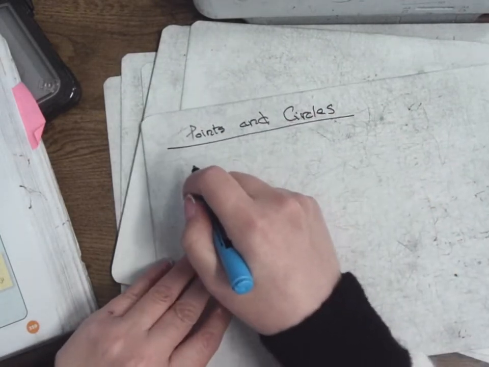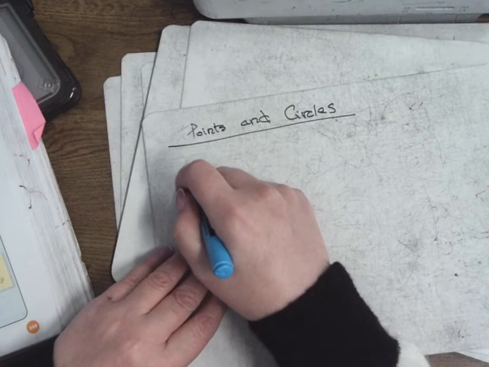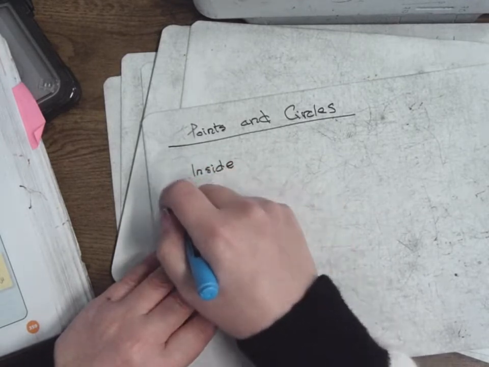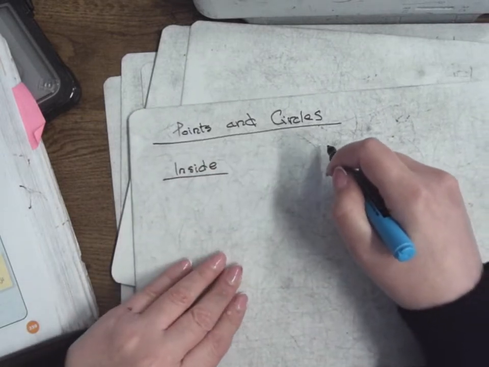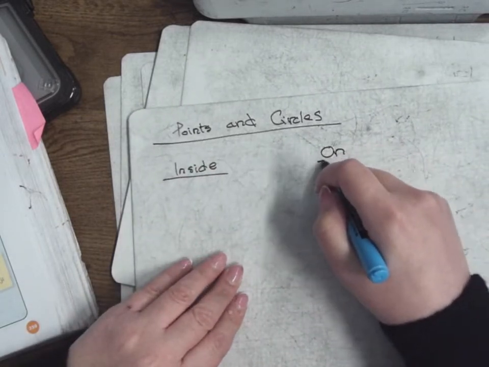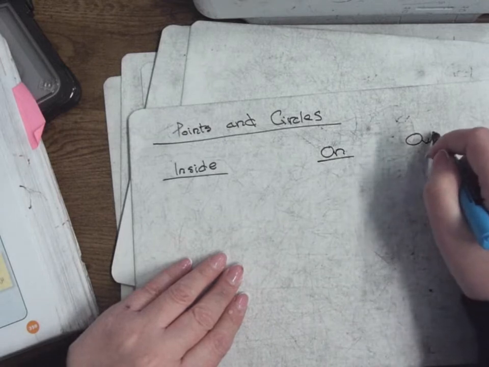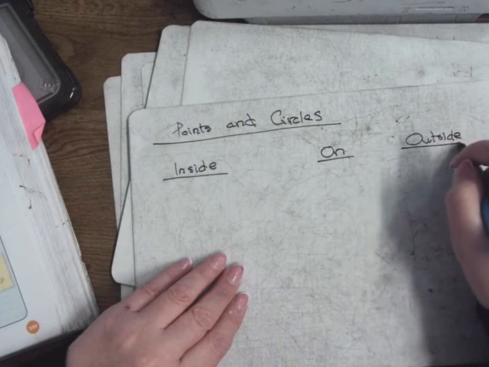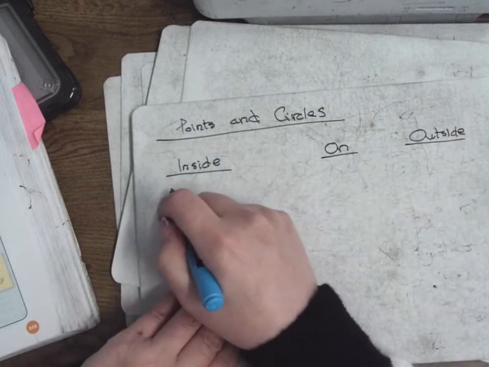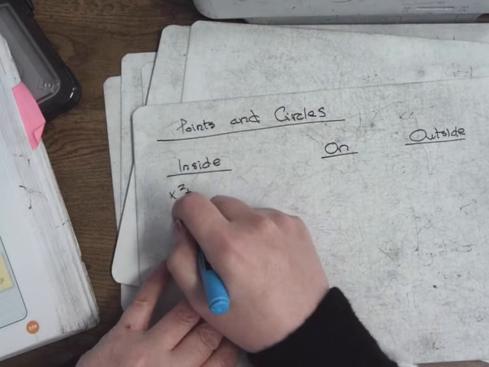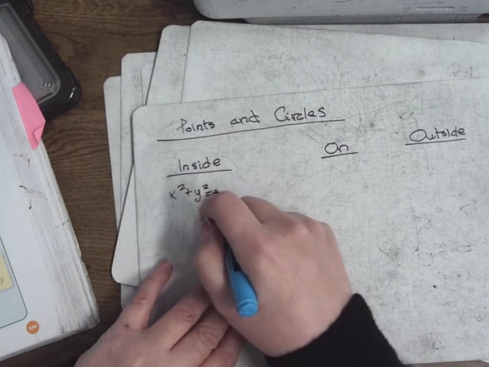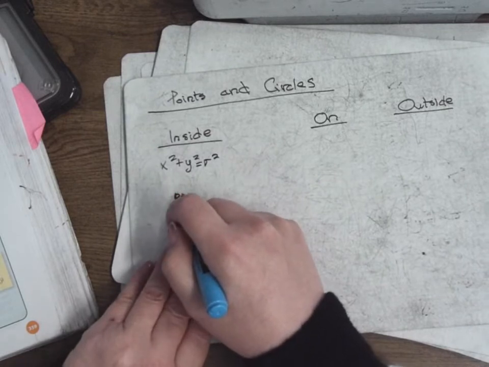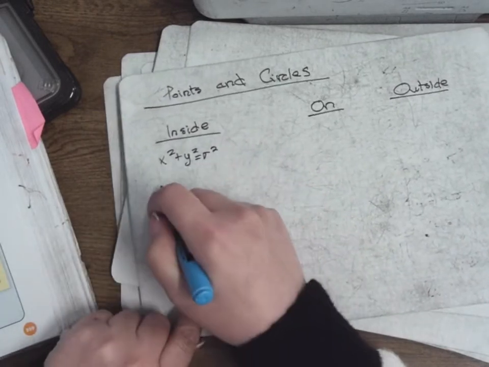So a point could be inside the circle, it could be outside the circle, or it could be on the circle. So inside, on, or outside? You'll be given the equation of a circle, x squared plus y squared equals r squared, and you'll be given a point P.